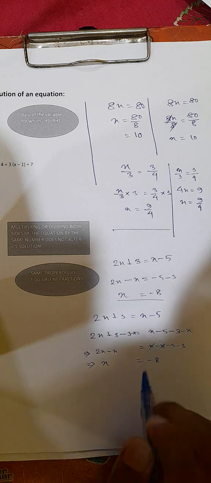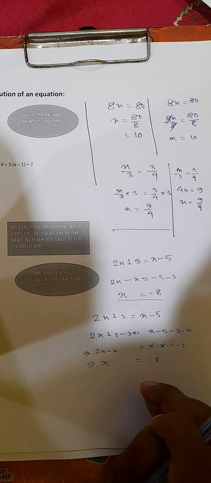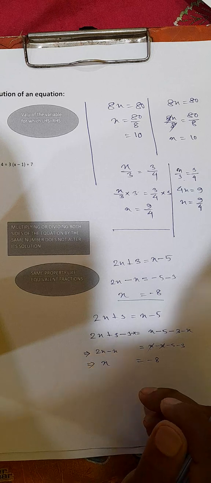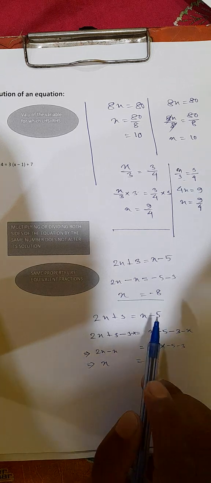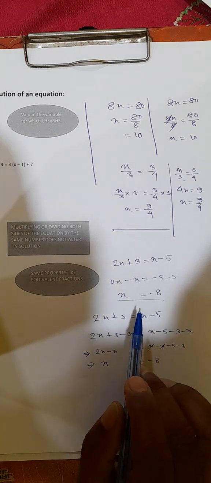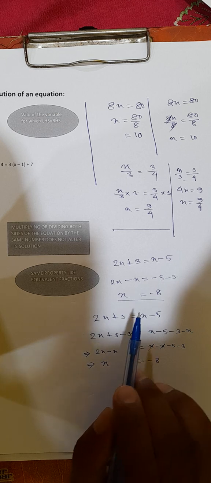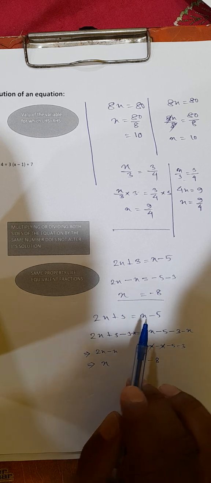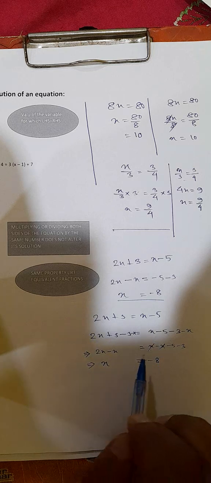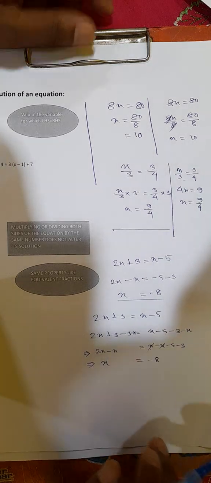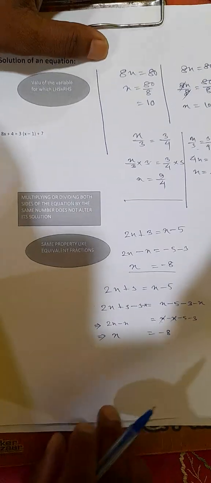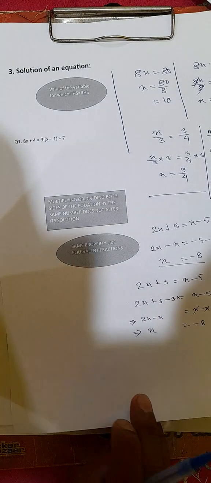And instead of shifting, we tried another way, and we find the same solution. This implies that transposing terms from left hand side to right hand side, or right hand side to left hand side, will not alter the solution of the equation. Now we will try to solve a few linear equations from CBSE books. Let's try it out.